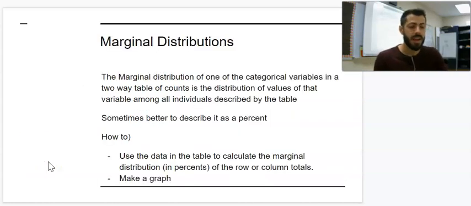One last thing to look at is a marginal distribution. A marginal distribution of one of the categorical variables in a two-way table basically counts the distribution of values in that variable among all the individuals in that table. And a lot of times it's better to describe it as a percent. The way you do it is use the data in the table to calculate the marginal distribution in percents for the rows and the columns, and you make a graph.